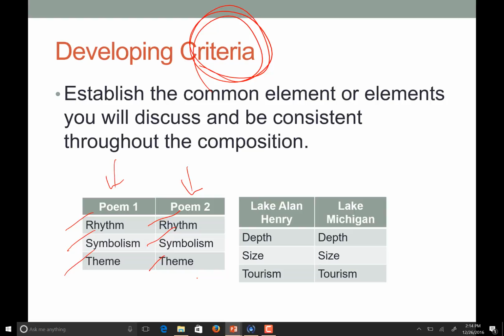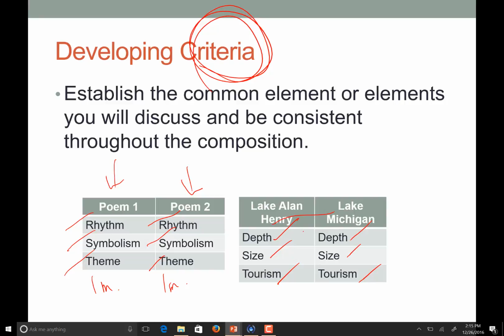Okay? I can't even talk about rhythm, symbolism, and theme for poem 1, and rhythm, symbolism, and imagery for poem 2. If I'm going to talk about imagery here, I have to talk about it here as well. Those are criteria. Those are points of comparison. All right? The same can be said with Lake Allen Henry and Lake Michigan. If I'm going to talk about depth, size, and tourism for one, I have to talk about depth, size, and tourism for the other. And they may not be the same.